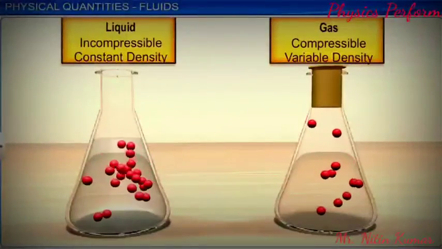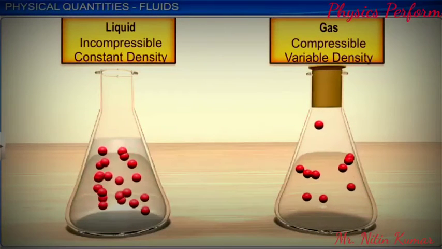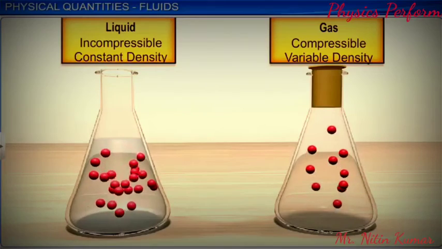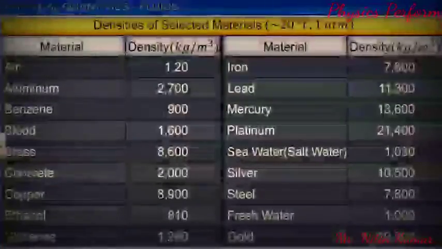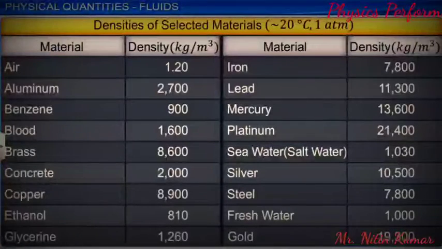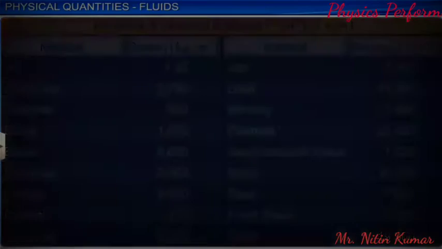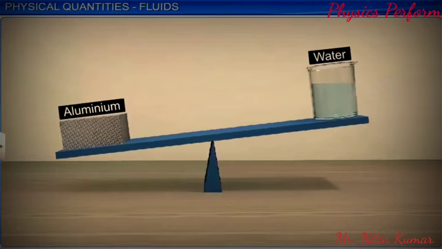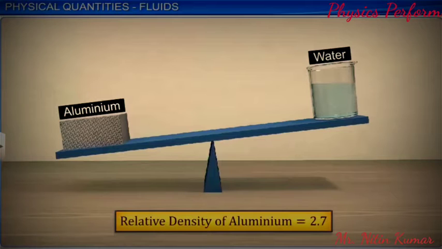As it is not always possible to remember the density of materials with their true units, generally we refer to relative density. Relative density is the ratio of density of the substance to the density of water at 4 degrees Celsius. For example, relative density of aluminium is 2.7. Relative density is a scalar quantity. It does not have units as it is the ratio of similar quantities and thus it is a dimensionless quantity.